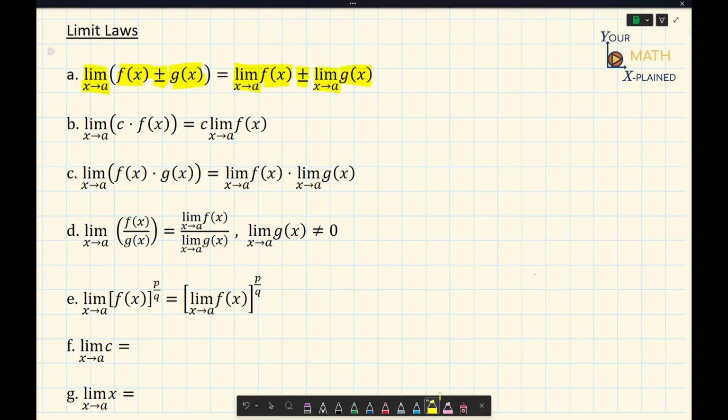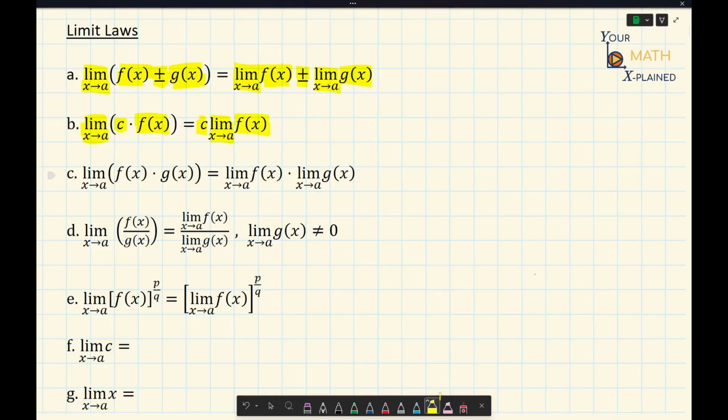The second one says if we want to find the limit as x approaches a of a constant c multiplied by our function f of x, we can take out the c in front and then just multiply it by the limit as x approaches a of our function f of x.